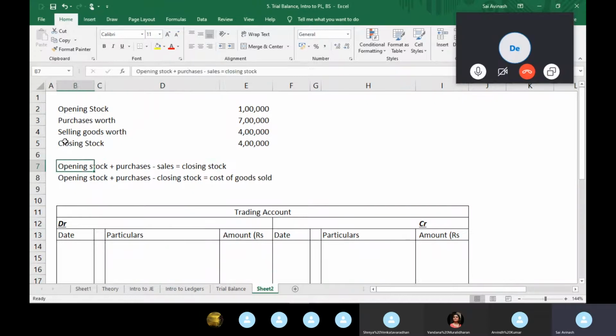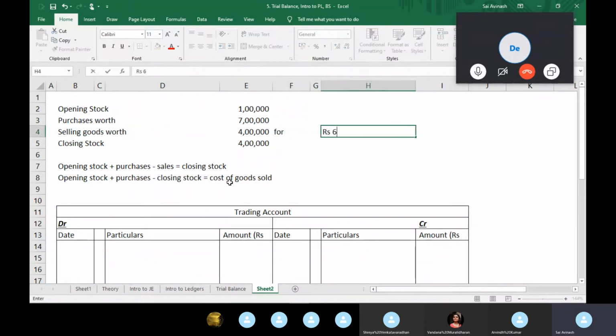So basically, what I'm doing is I'm taking closing stock from the right side of the equation to the left side, so it becomes negative. I'm taking sales to the right side, except I'm not calling it sales because I'll be selling these goods worth 4 lakhs for rupees 6,50,000. I'm making a profit of 1,50,000 here, right? So I'm going to call this the cost of goods sold.